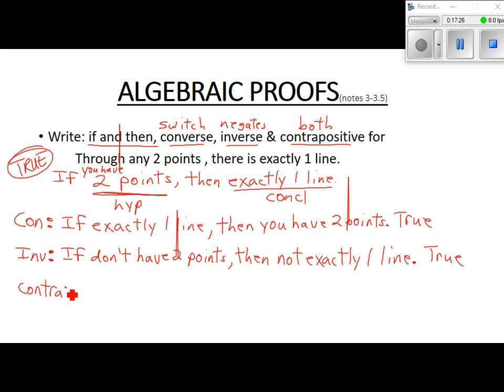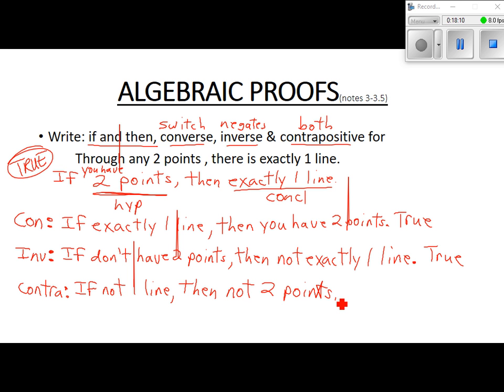contrapositive. That is where you do both. You switch it and negate it. If there's not one line, then there's not 2 points. If not one line, if that's supposed to be a 1 there, then no 2 points. I don't know, mine doesn't make any sense whatsoever, but I'm tired of writing. So if not one line, then not 2 points. Is that true or false?